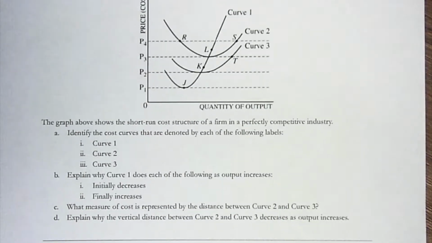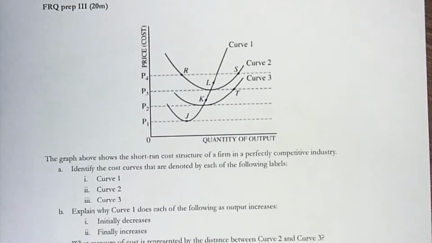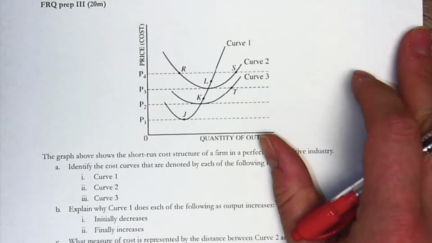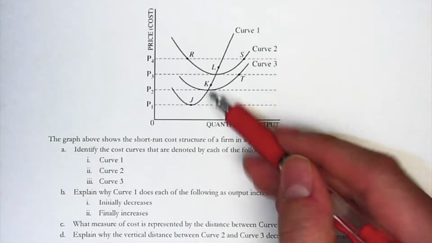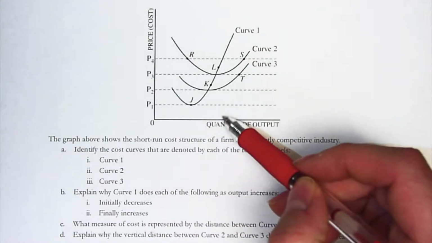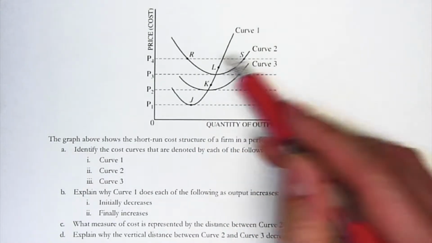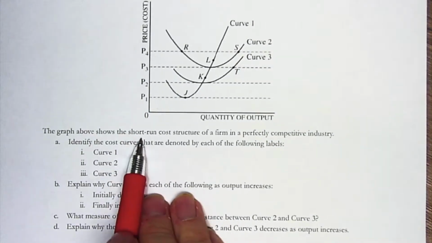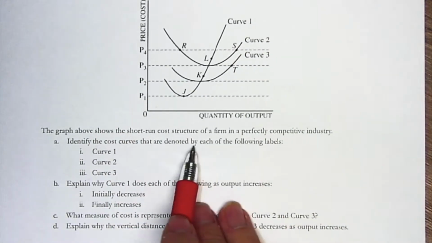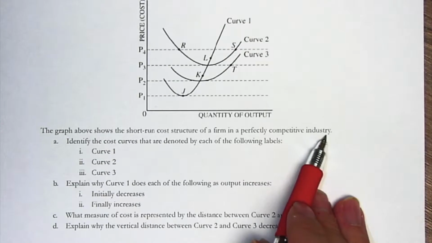This is our last FRQ prep for Unit 3 on supply and the theory of the firm. In this one, we're given a picture that shows us a few different curves, with prices going across and some dots and quantity of output and the price. The first part says this shows the short-run cost structure of a firm in a perfectly competitive industry, okay?